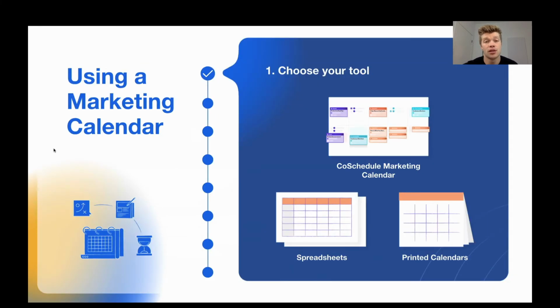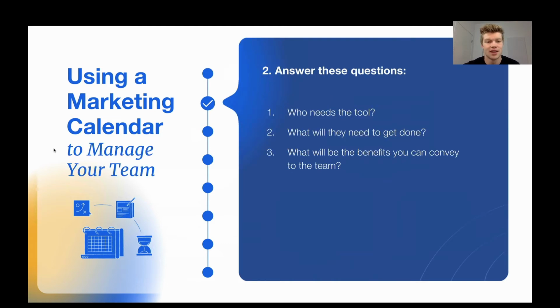So, if you're sold on the idea of using a marketing calendar to help yourself get organized, you'll need to choose a type of calendar. A lot of teams start with spreadsheets because they're free and an easy way to figure out if a calendar can work for you. Software like CoSchedule's marketing calendar can offer a lot more power and automation features and other capabilities that help save a ton of time, but spreadsheets are fine if that's where you want to begin.